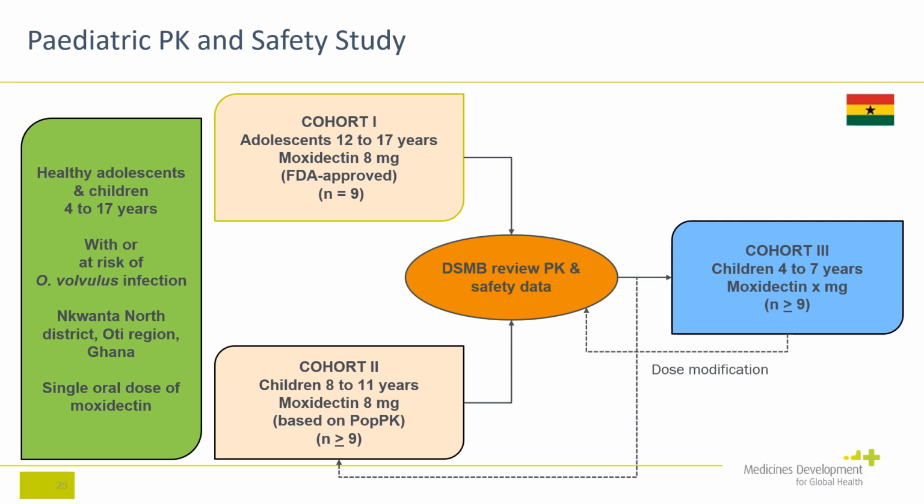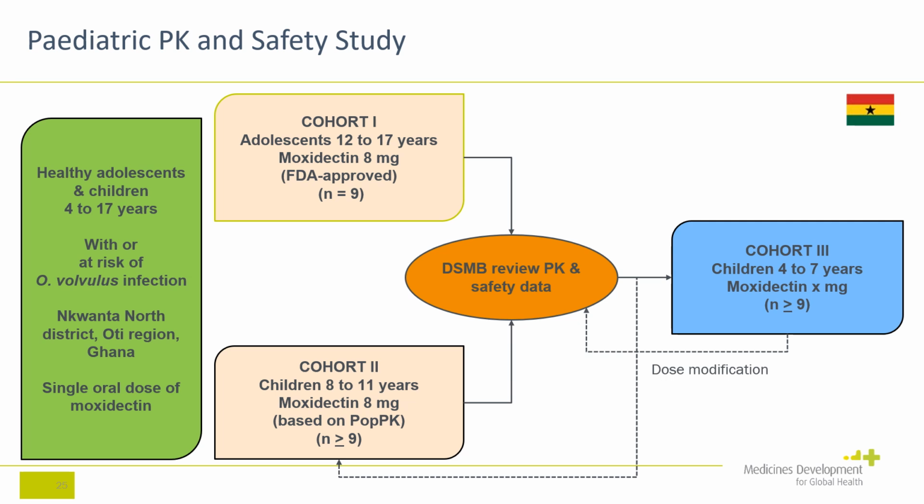This is the design of the paediatric PK and safety study. Healthy children and adolescents were recruited from communities in Nakwanta North District in the Oti region of Ghana, which is onchocerciasis endemic. These communities were chosen where previous studies had been conducted so that community members were familiar with research concepts and procedures. Cohort 1 included adolescents 12 to 17 years old who received the approved dose of 8 milligrams.